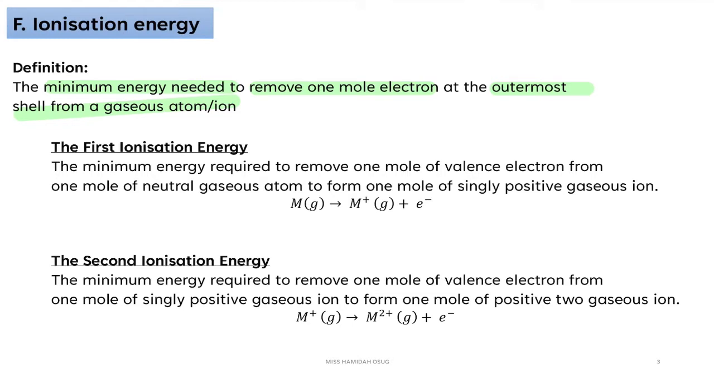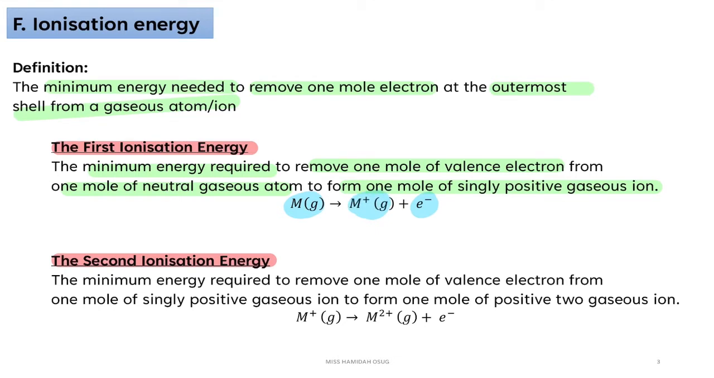So let's take a look at the first ionization energy first. The first ionization energy is the minimum energy required to remove 1 mole of valence electron from 1 mole of neutral gaseous atom to form 1 mole of singly positive gaseous ion. As you can see from the equation, 1 mole of electron is being removed from the 1 mole of neutral gaseous atom to form 1 mole of singly positive gaseous ions.